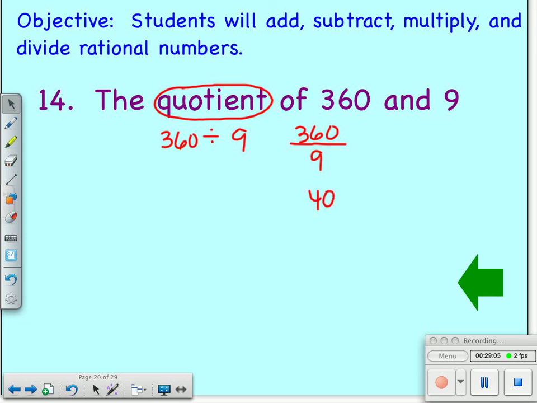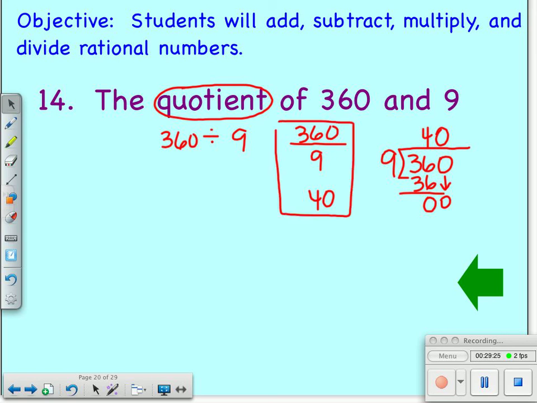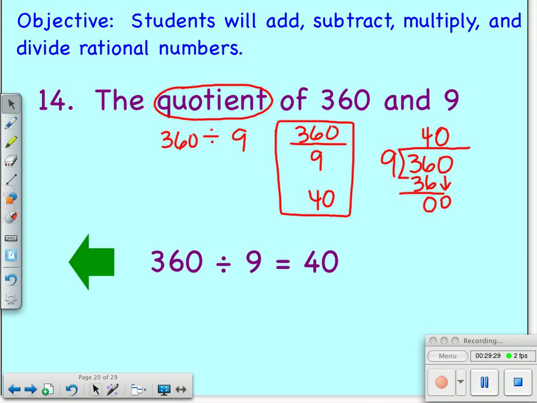The other way to do this is, of course, to use long division. 9 into 360. 9 goes into 36 4 times. 4 times 9 is 36. Subtract, bring down the 0. 9 goes into zeros 0 times, and again you get the same quotient of 40. So this would be your answer. And 360 divided by 9 is 40.